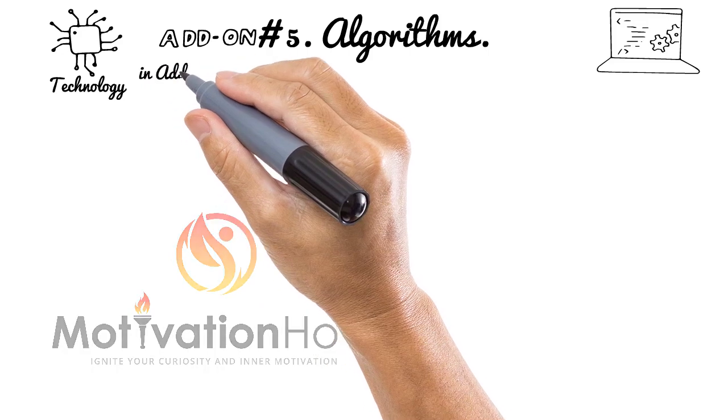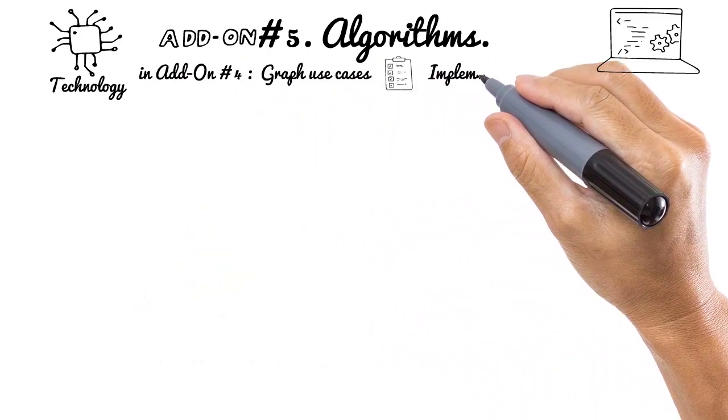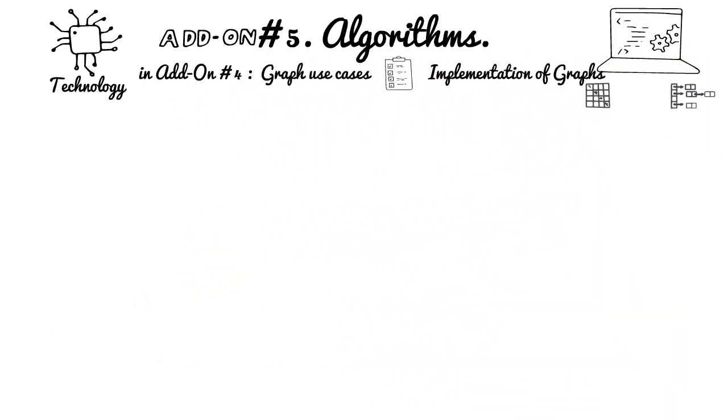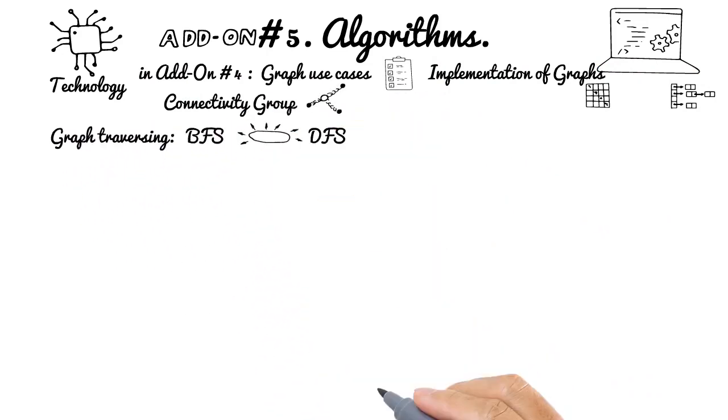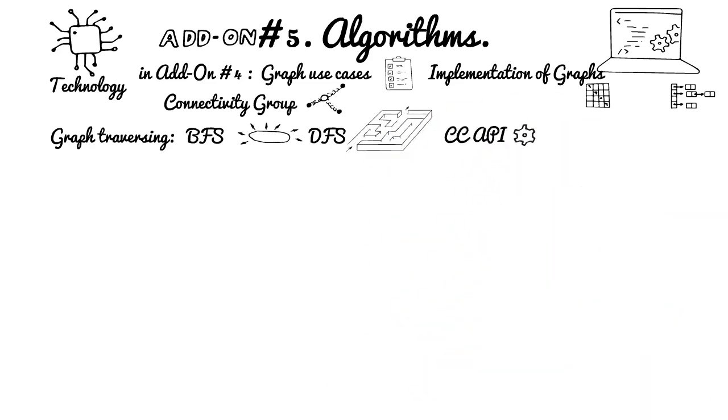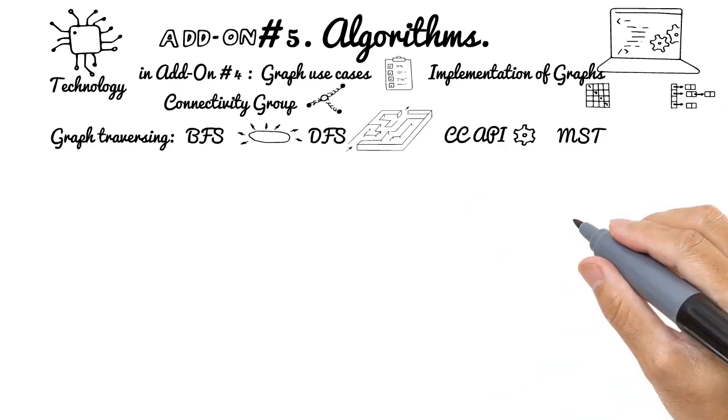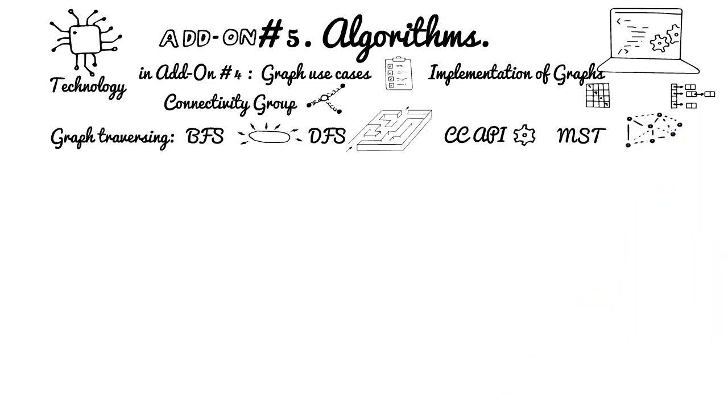In the previous one, we moved from graph use cases to implementation of graphs and connectivity group use cases. We mentioned breadth-first search and depth-first search algorithms, introduced connected component API, and finally checked how to find minimal spanning tree using a couple of possible algorithms, Kruskal's and Prim's.